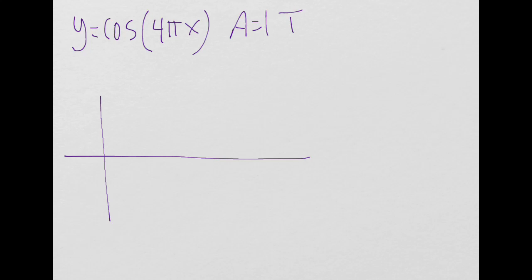Period is a little bit trickier this time because we've got a big old coefficient, 4 pi, in front of our x term. So, again, take the normal period of a sine or cosine function, which is 2 pi, and divide it by that coefficient, which is 4 pi. Simplify it. Pi's reduce. 2 over 4 is just the fraction 1/2.